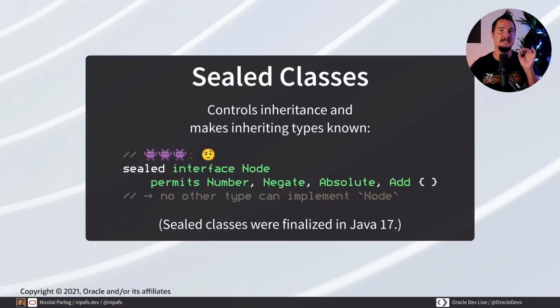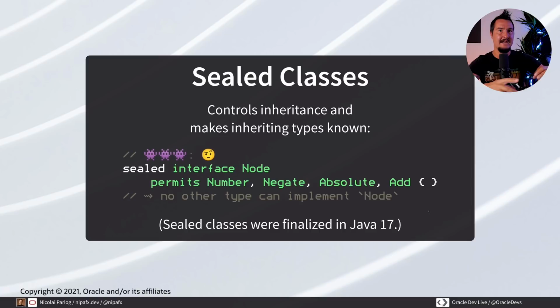So we're going to do something that is new that was finalized in Java 17, and that is we're going to use a sealed class, in this case a sealed interface. We're going to control inheritance. We're not just going to let everybody implement the node interface. No, only these 4 types are allowed to implement the node interface. No other type can directly implement it. That's right. So that's an important step.